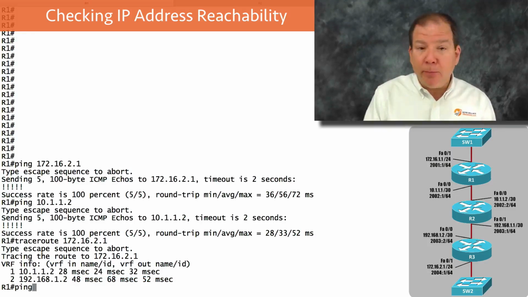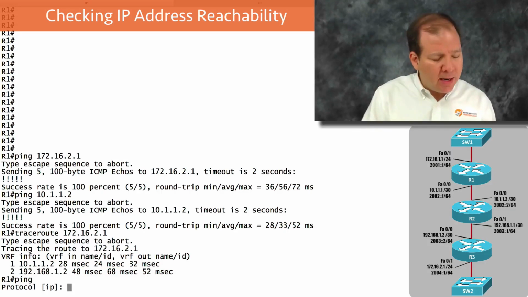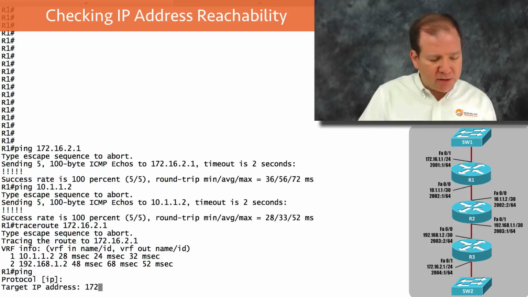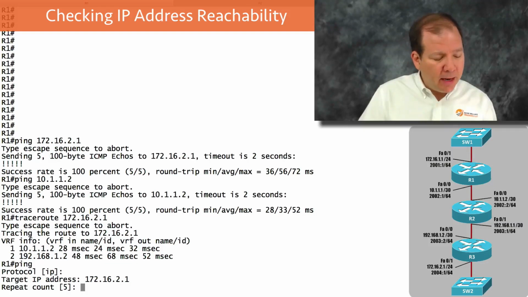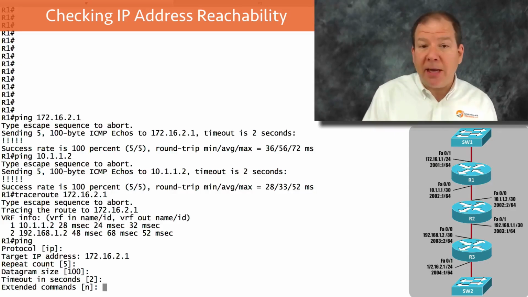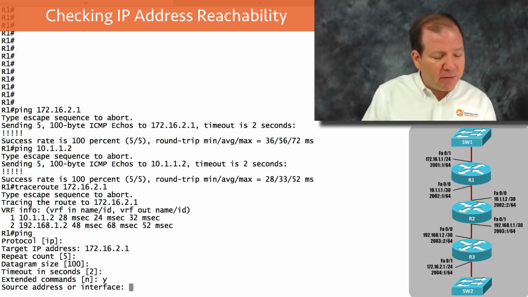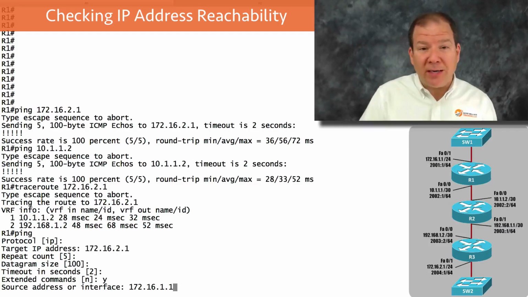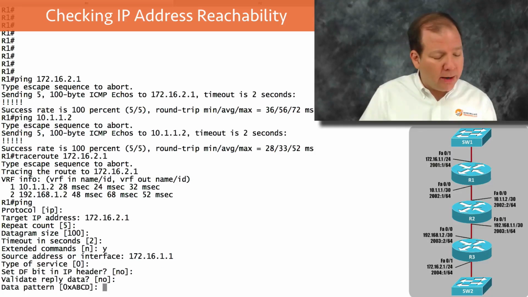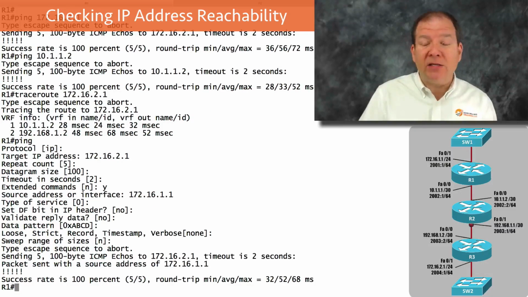172.16.1.1? I'm going to do a ping and press enter. I'm not going to give anything else on that command line. And I'll say that my target is 172.16.2.1. And when it asks me if I want to do extended commands, I'll say yes. Yes, I do. And I'll specify a source address or interface. I'll specify 172.16.1.1. That's the IP address of Fast Ethernet 0/1 on router R1. And let's see if this is successful, and it is. So now we know that not only can R3 get back to 10.1.1.1, it can also get back to the network connected off of Fast Ethernet 0/1 on router R1.